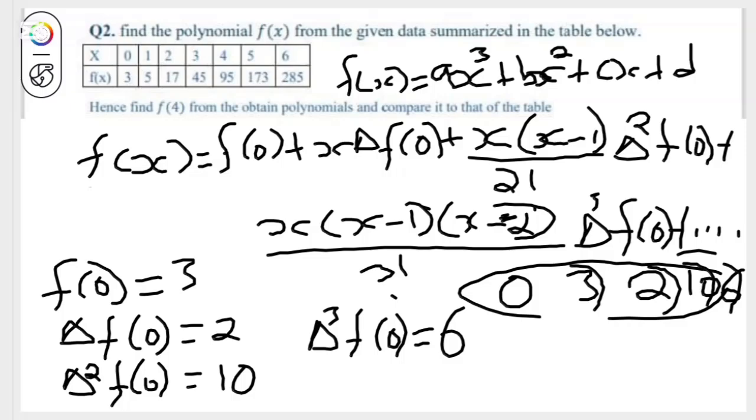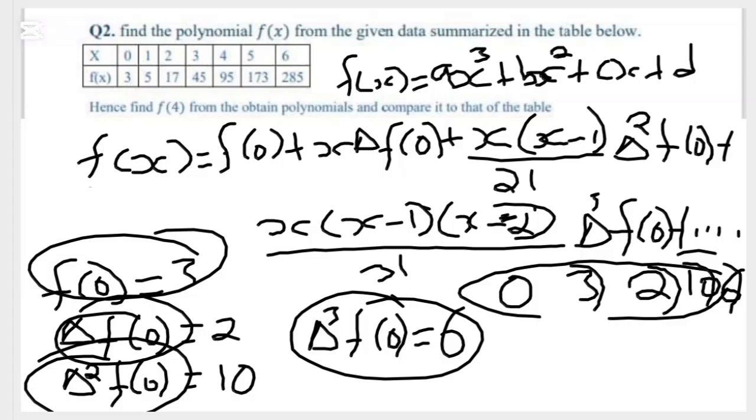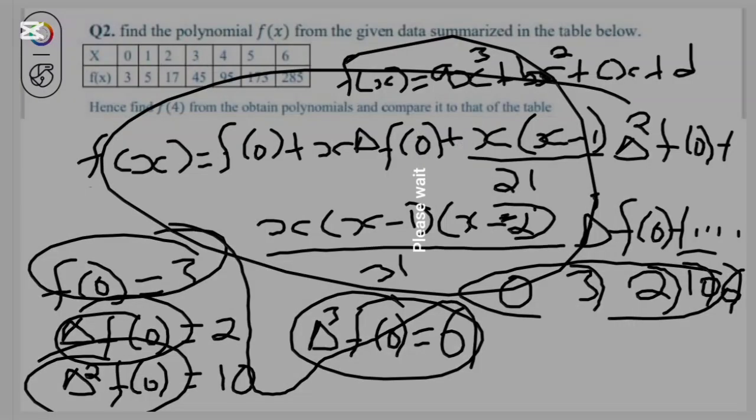Those numbers that I wrote, f of 0 and d f of 0 and d square f of 0 and d cube f of 0. So you have to take note of where I found those values of 3, 2, 10, and 6. So therefore I'm going to substitute those f of 0, df, and those values that I put, which is 3, 2, 10, and 6. So I'm going to substitute them in this formula that I write.